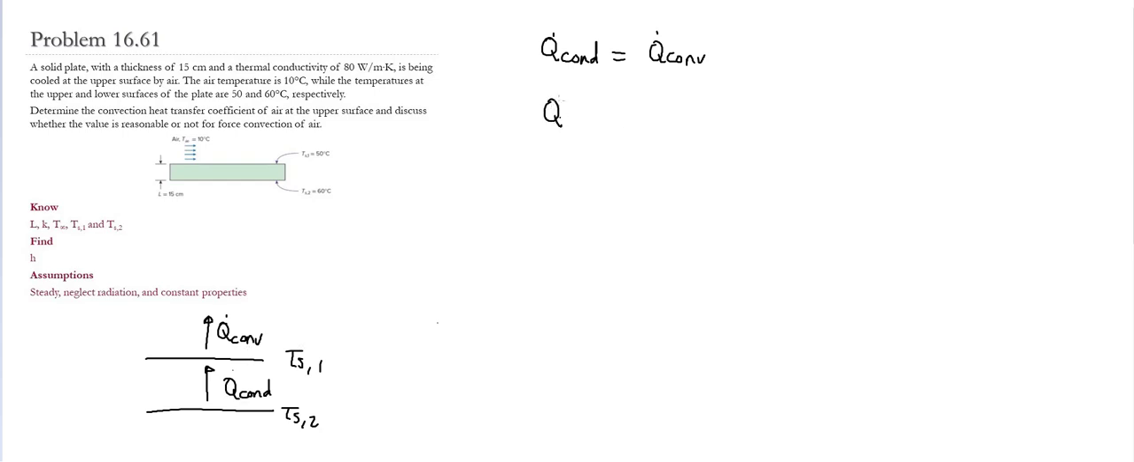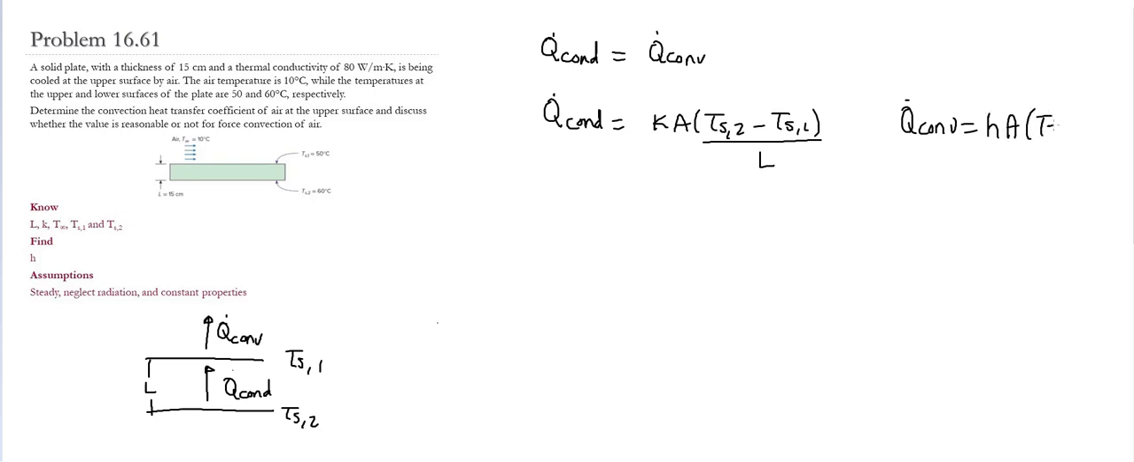Okay, so now let's write what the amount of conduction is going to be. It's KA, the difference between the temperatures TS2 minus TS1, divided by the distance in between, which is the value of L. The amount that we have for convection is going to be equal to HA, TS1 minus the ambient temperature. And as we said, for conservation of energy, these two quantities are going to be the same. So we're going to write them all together.